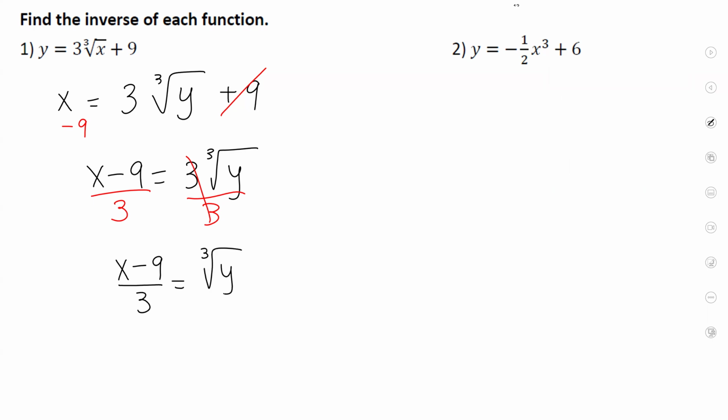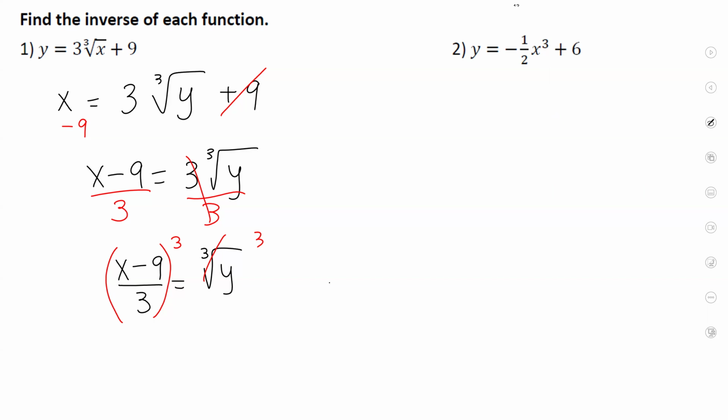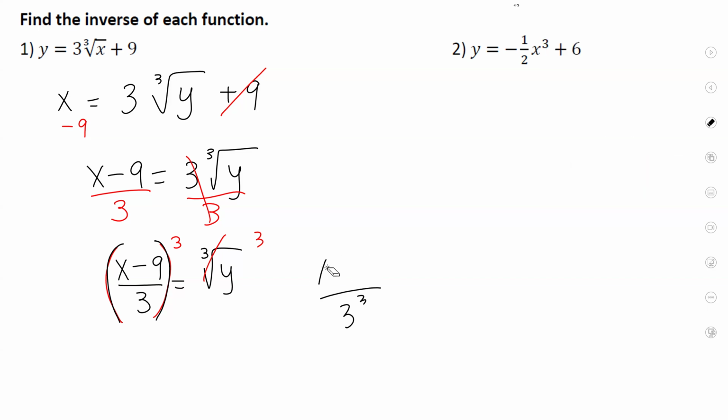How do I get rid of a cubed root? Yes, you cube it. So I'm gonna cube this entire side. Guys, a misconception that I keep seeing each class is they'll write it like this: X cubed minus 9 cubed over the 3 cubed. We're not doing it like that. Don't do it like that, okay? Put parentheses around the whole thing and then cube it, all right? Okay, that's your answer. That's it.